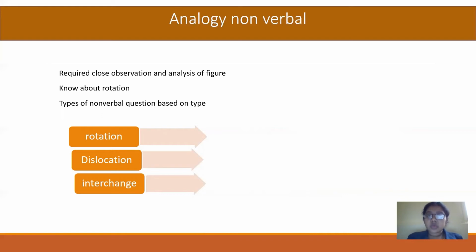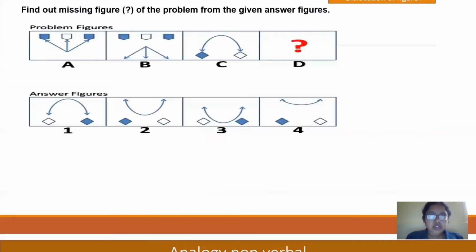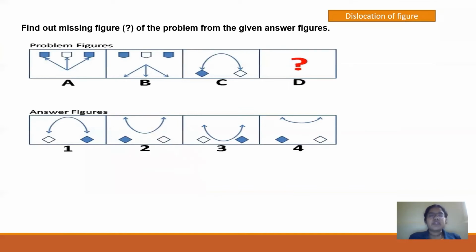First, rotation. Look at the rotation of the figure, in which way it is rotating. Second, dislocation. And third, interchange. We will take a look at each type of question, based on rotation, dislocation, and interchange. So let's dive directly into the questions. The first question is based on the dislocation of figures.